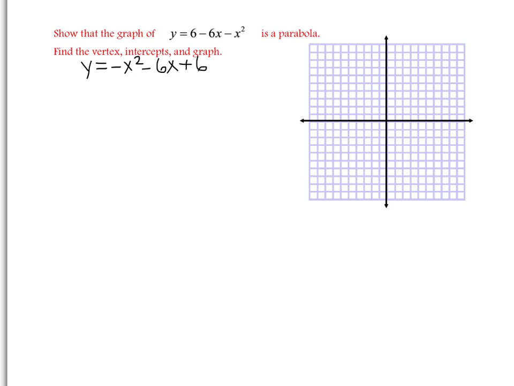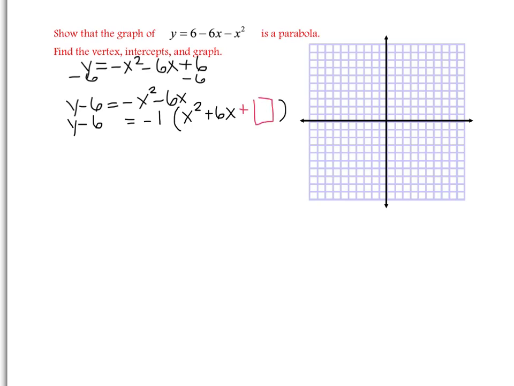So step number 1 for completing the square is to move the constant to the other side. So we're going to get y minus 6 equals negative x squared minus 6x. But now that leading coefficient isn't 1, so we're going to need to factor that out. So we have y minus 6 equals negative 1 times x squared plus 6x. Okay, again here I'm leaving space because I'm going to be completing the square.